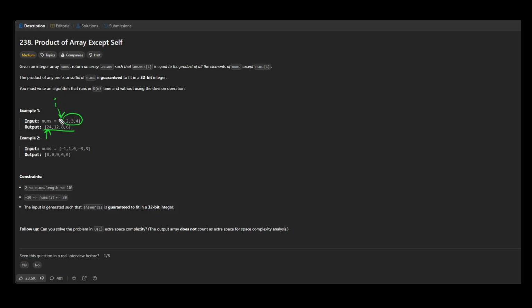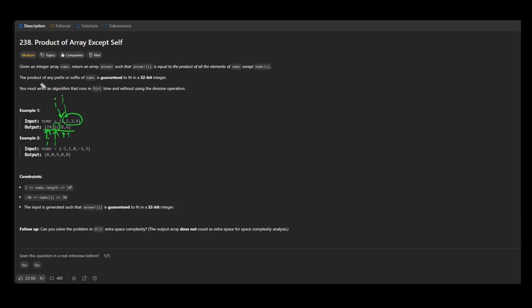If this is i, and over here this is also i, then 24 is the product of all these elements, 4, 3 and 2, except 1. Similarly, if we go to this, let's say this is i, then the value at this position is equal to the product of every value other than this i, which is 1, 3 and 4. So that is 12. Very similarly for this and for this.